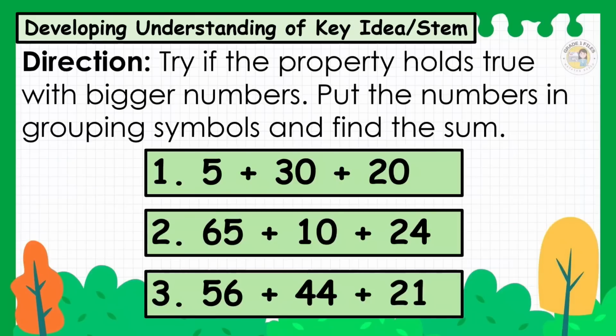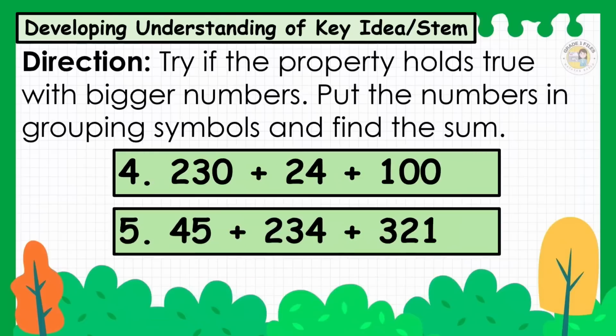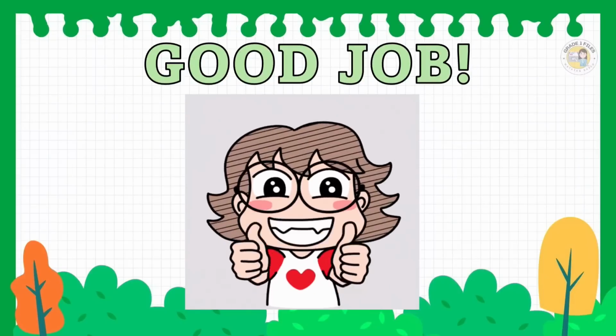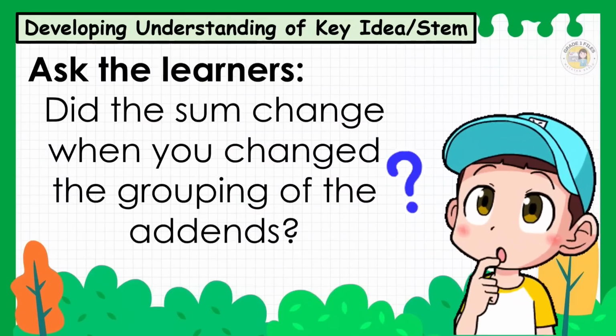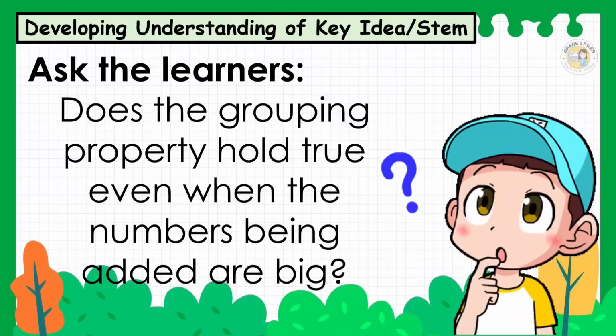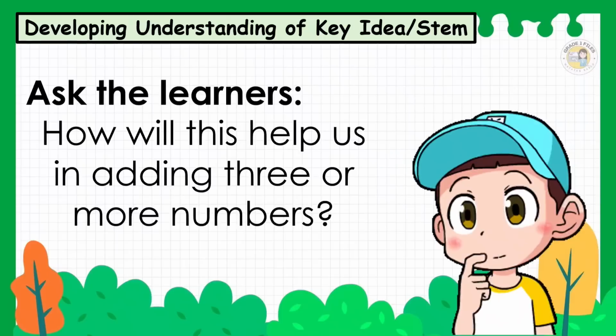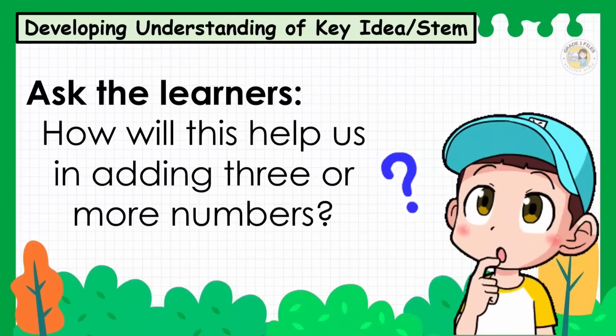Try if the property holds true with bigger numbers. Put the numbers in grouping symbols and find the sum. Did the sum change when you change the grouping of the addends? Does the grouping property hold true even when the numbers being added are big? How will this help us in adding 3 or more numbers?